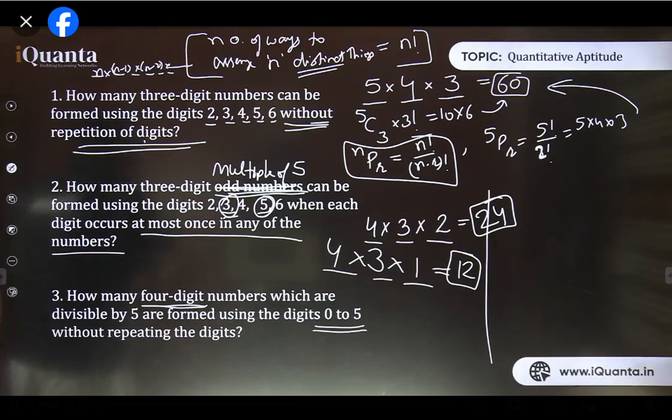How to go about it? You are getting different answers: 120, 48, 96. How to do it? Last digit will be 2 ways. Tanishq says, okay, 2 ways, what will it be? Either 0 or 5. That's what you are saying.